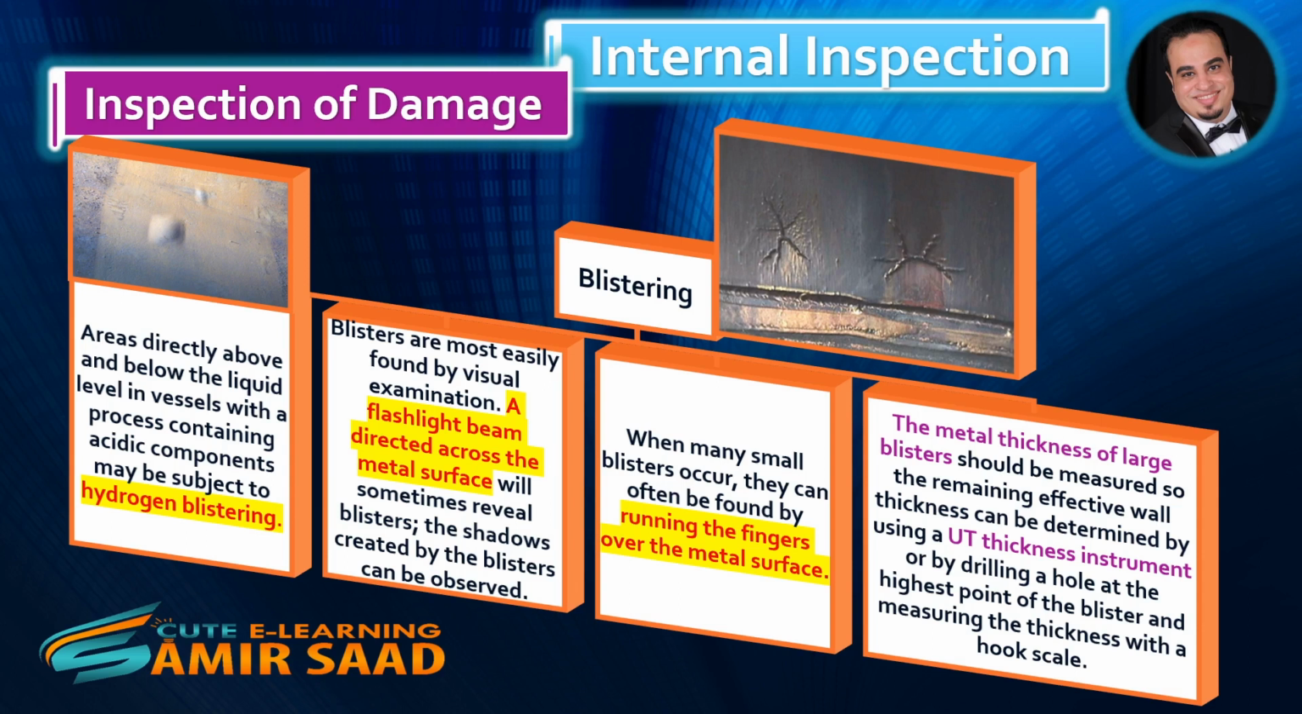The metal thickness of large blisters should be measured so the remaining effective wall thickness can be determined by using a UT thickness instrument or by drilling a hole at the highest point of the blister and measuring the thickness with a hook scale.